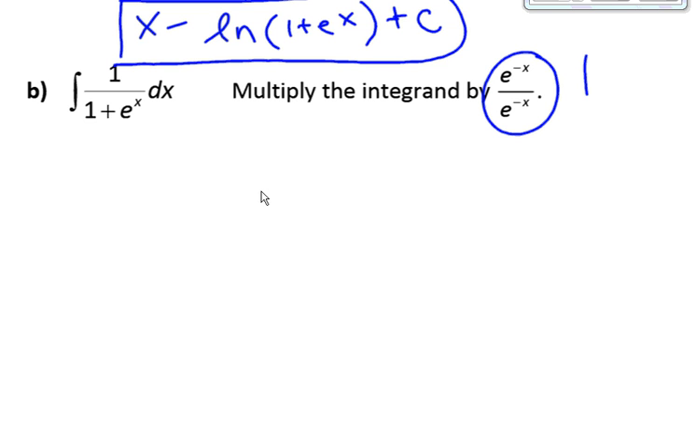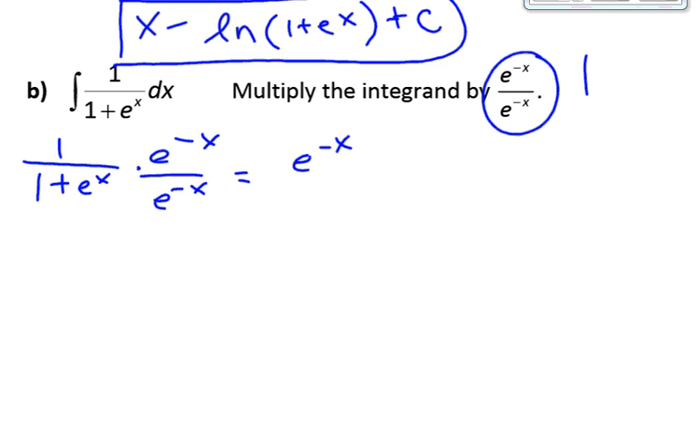So if you watch and see what happens if I multiply by e to the negative x, when I multiply that e to the negative x with the e to the x, they're going to cancel each other out. So if I multiply by e to the negative x, you get e to the negative x over e to the negative x, and then e to the x times e to the negative x simply becomes 1, because the x minus the x becomes 0, and e to the 0 is 1.